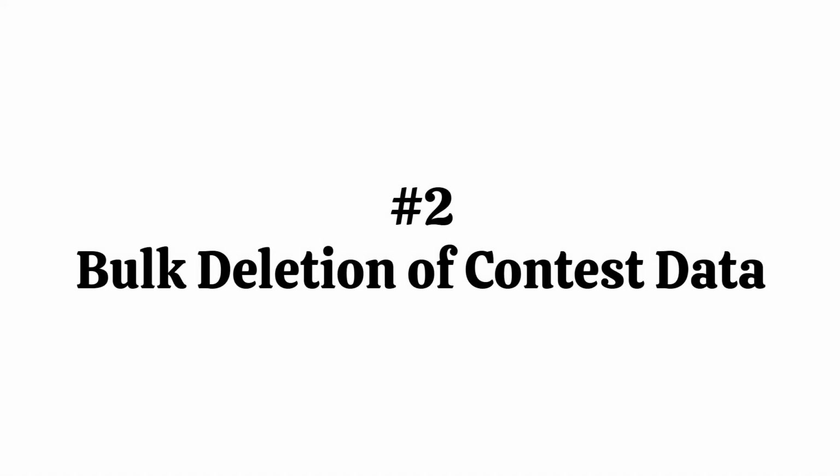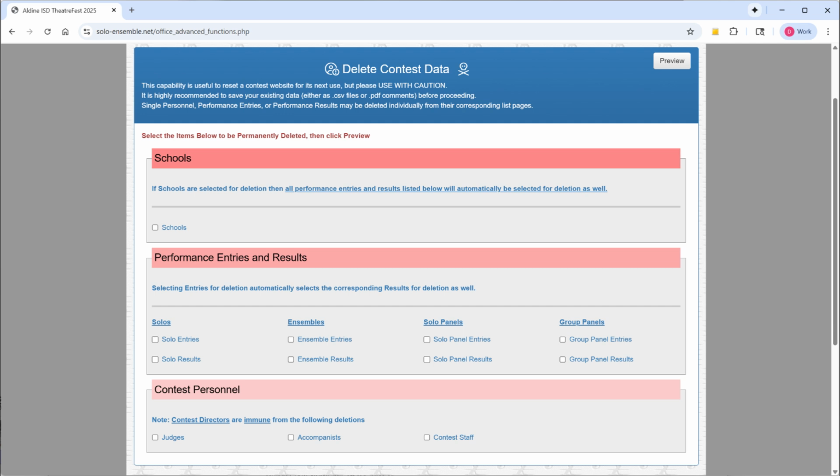Number 2. Bulk deletion of contest data. This long-awaited capability has been kept in the Advanced Functions area, only accessible by contest directors. It is primarily intended to clear out a contest for the next year, but can serve other purposes. There are 3 sub-panels in this function. We will describe each of them in turn.